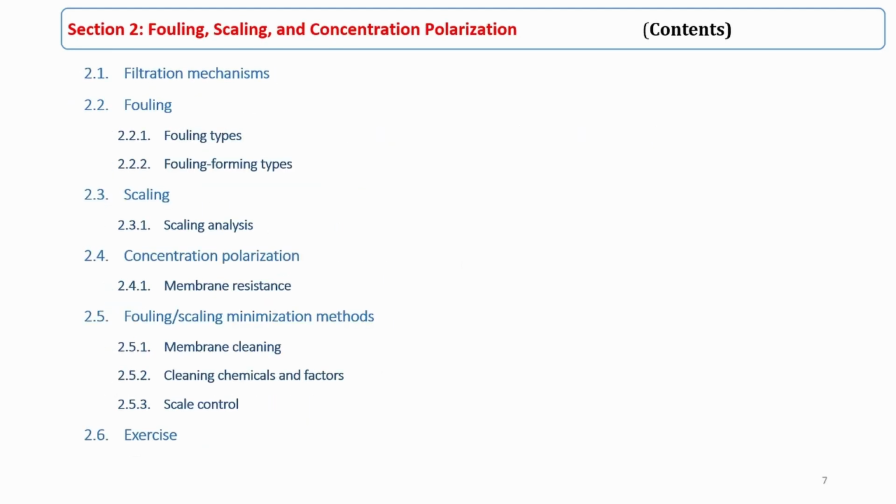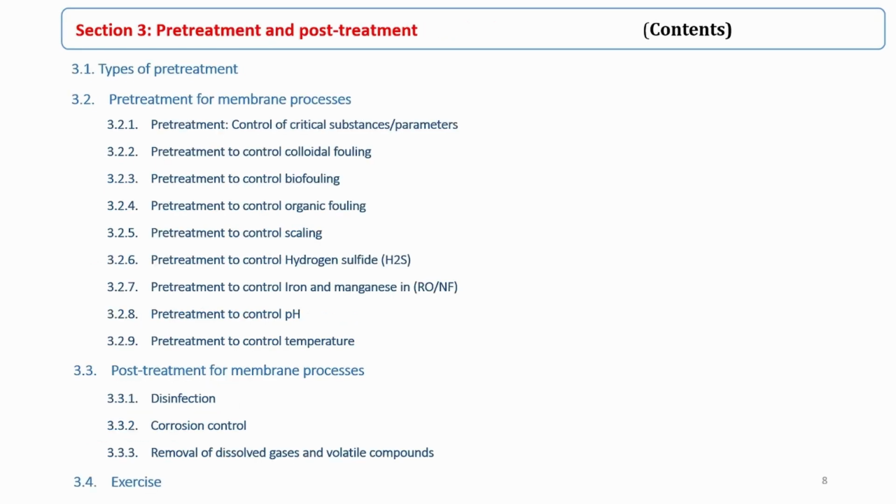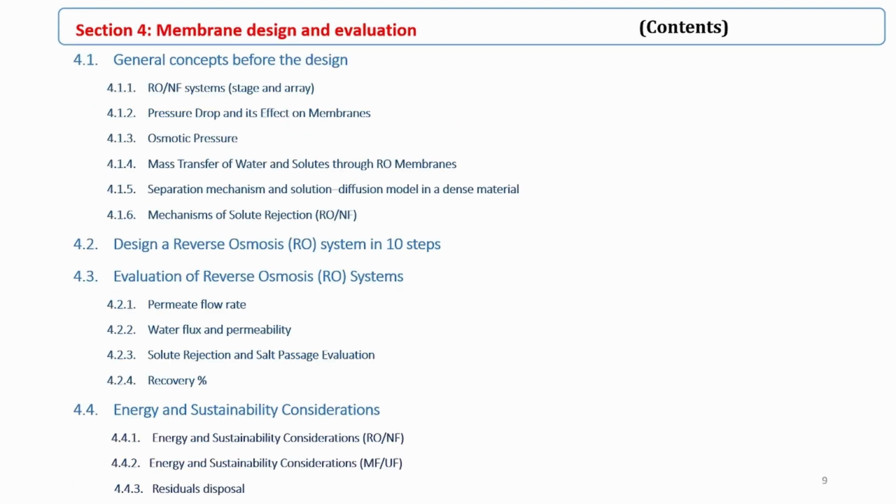In section 2, fouling, scaling, and concentration polarization will be discussed, along with how to minimize these problems, and some examples will be presented. Section 3, pretreatment and post-treatment. In this section, you'll learn about the types of pretreatment and how to increase membrane life by an appropriate selection of pretreatment and also post-treatment according to the feed quality, and in the end, some exercises are presented.